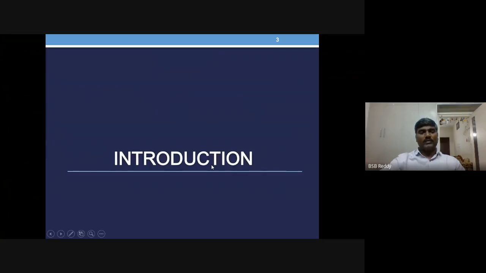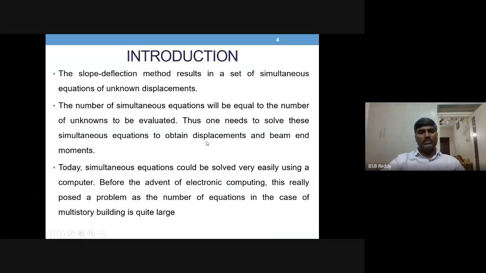Let's go to the introductory content. This is what I was telling, that you need the prior knowledge of the slope deflection method. Analysis of structures by slope deflection method is taken up in the previous semester. In the JNTUK curriculum, it is in second year, second semester.